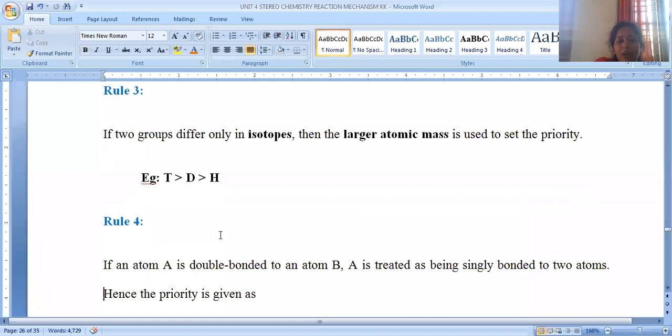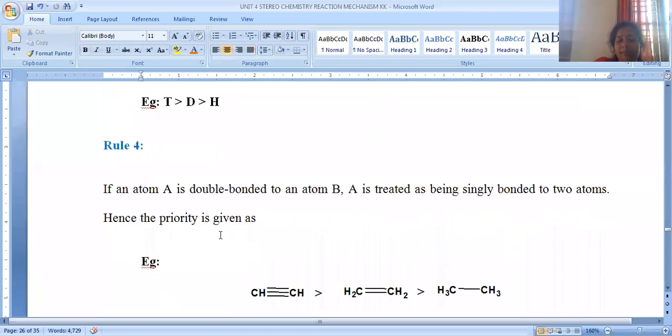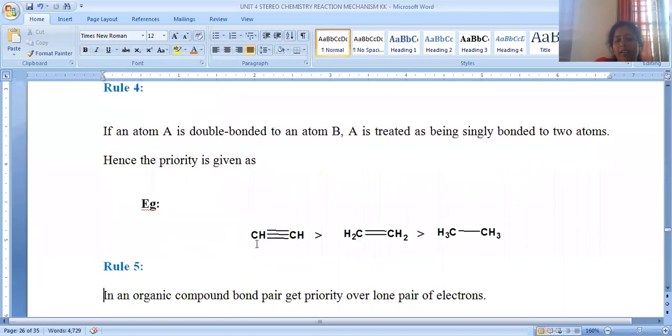And the next is about when we take the chiral carbon attached with triple, double and single bond. Triple bond will get priority over double bond and the next single bond. This is the priority order if the chiral carbon is linked with triple, double and single bond. Triple bond always gets priority over double, followed by single.